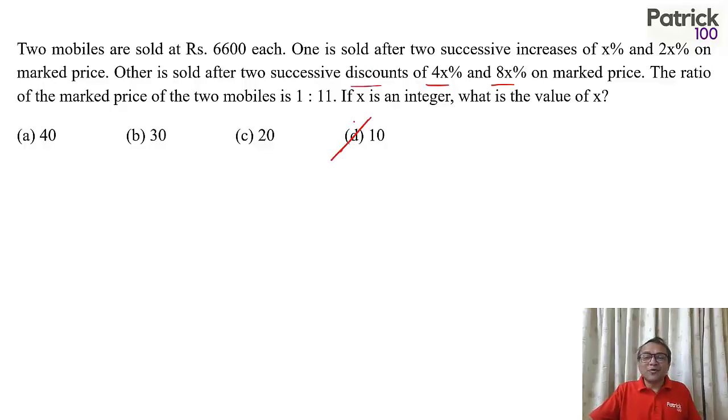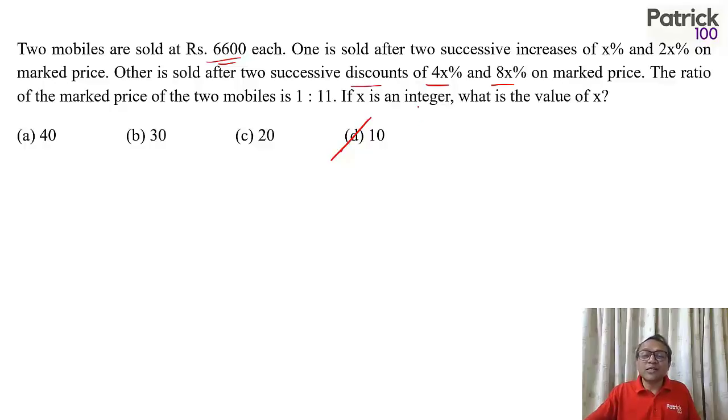Sometimes you get a hint from the data given to you. 8x% discount. If your discount is more than 100%, it will go negative value, but the values are positive, so not possible. Also, when your answers or values are in percentage, the value doesn't matter. 6,600 doesn't matter. You can take 1 and 11 and solve.